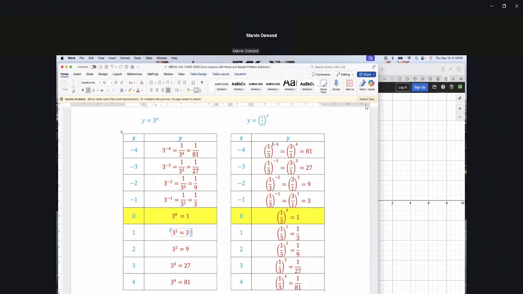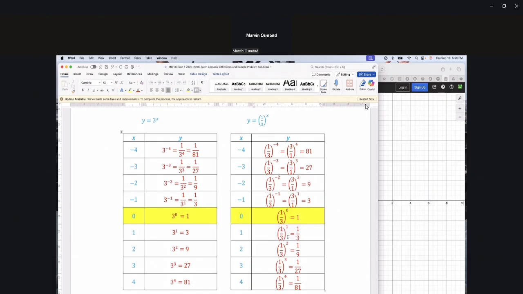Now 1/3 to the negative 4. Negative means take the reciprocal, which means flip the fraction over and make the exponent positive. So it's going to be 3 over 1 to the power 4, which is 81. 1/3 to the negative 3 means flip it over, becomes 3 over 1 to the power 3, which is 27. 1/3 to the negative 2 means 3 over 1 to the power positive 2, which is 9. And then remember, any number divided by 1 is itself. 1/3 to the power negative 1 is 3 over 1, which is 3. 1/3 to the power 0, we don't have to do anything because we know anything to the power 0 will always be 1.